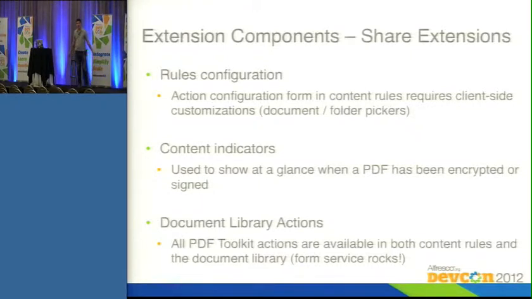We've also added some content indicators. Sometimes it's difficult to tell if a particular piece of content has been encrypted or signed. The content indicators give you an at-a-glance view within the document list to show whether a document has been encrypted or signed using the toolkit. Now, it's important to note that that only works with things that have been encrypted or signed using the toolkit, because that indicator is driven off of the aspect.